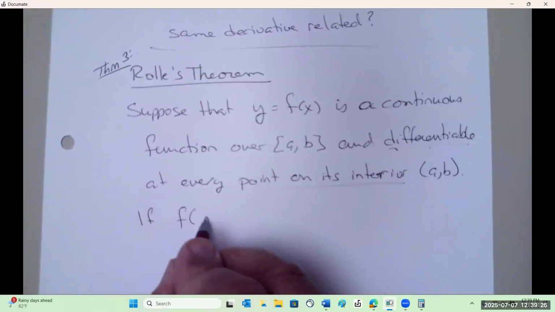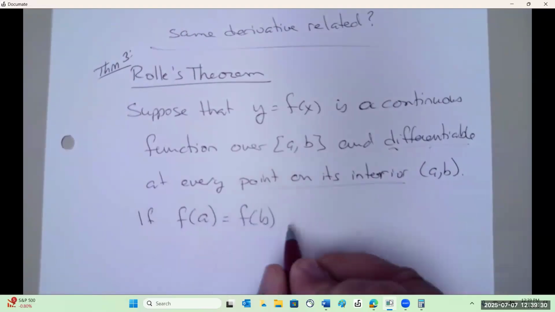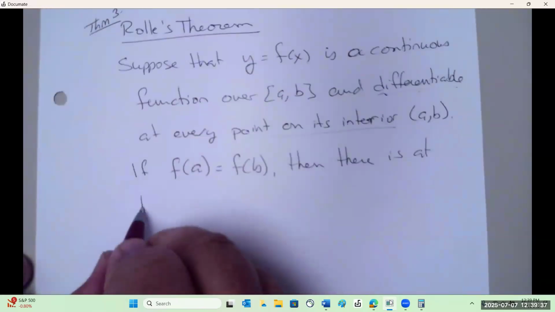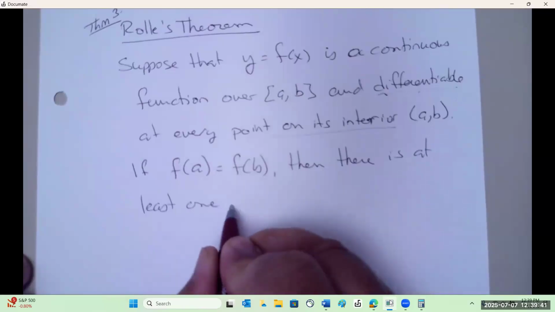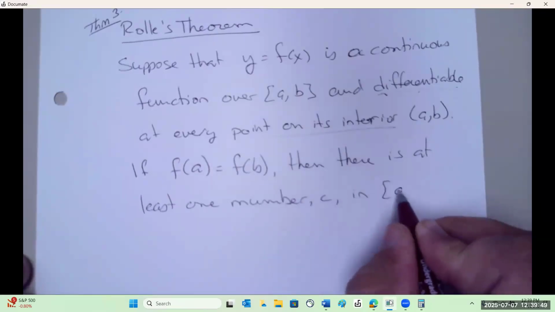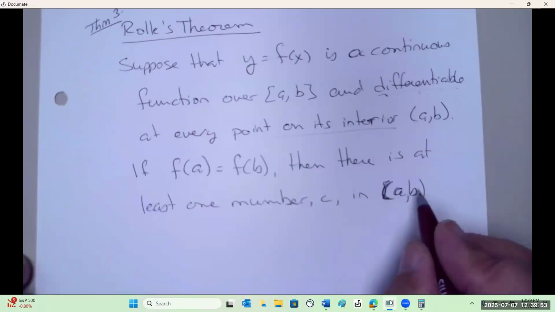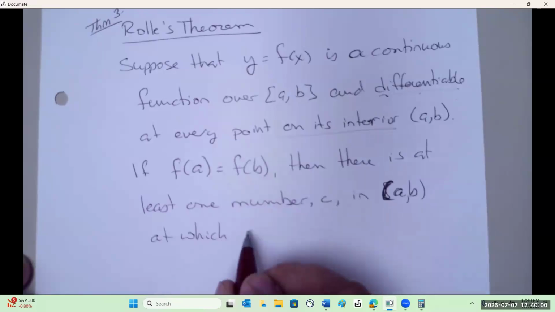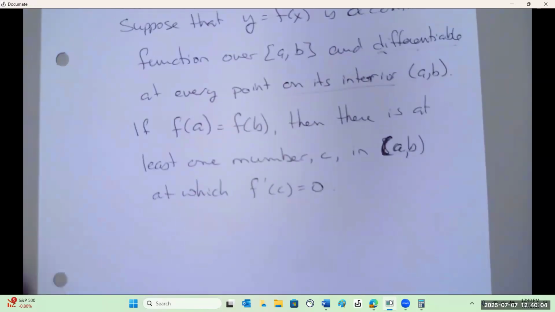If we have 2 points, f of A equals f of B, then there is at least one number C in the open interval AB, the interior point, such that f prime of C is equal to 0. This takes care of the constant function.